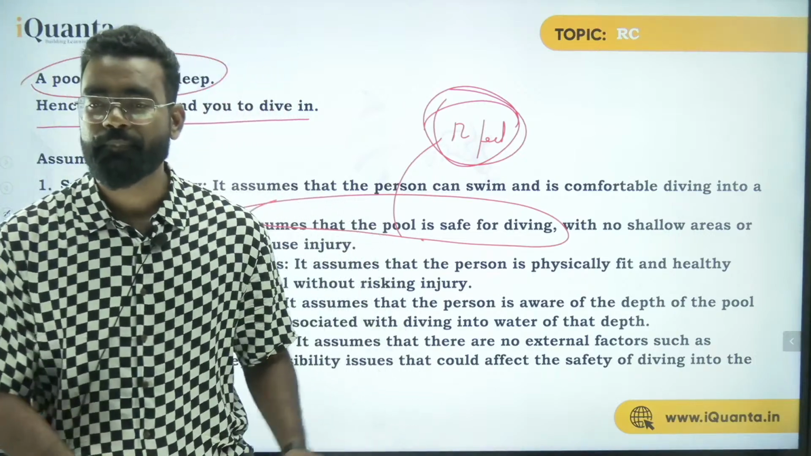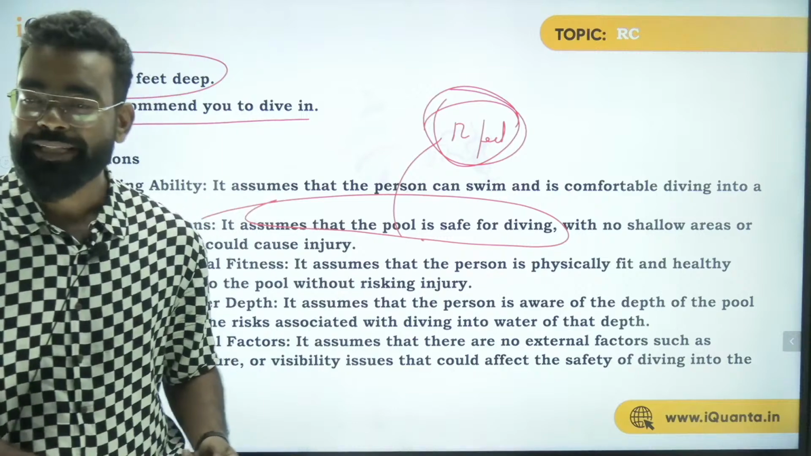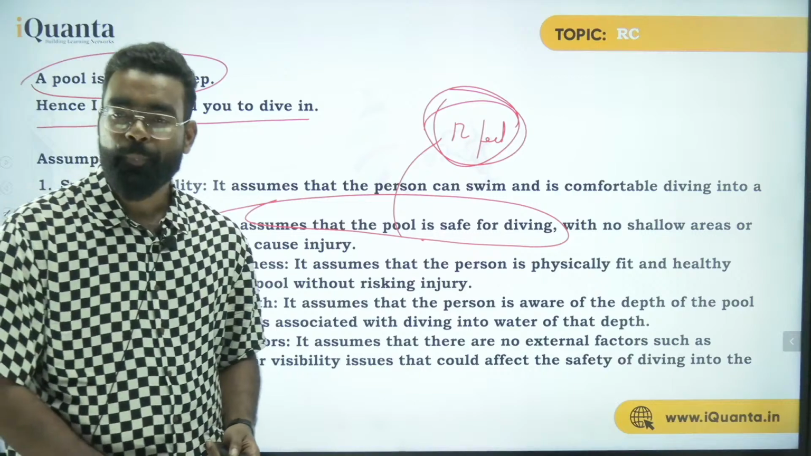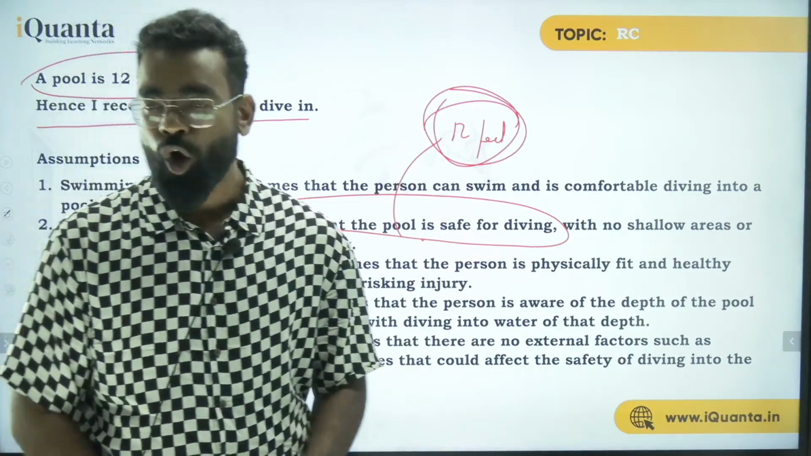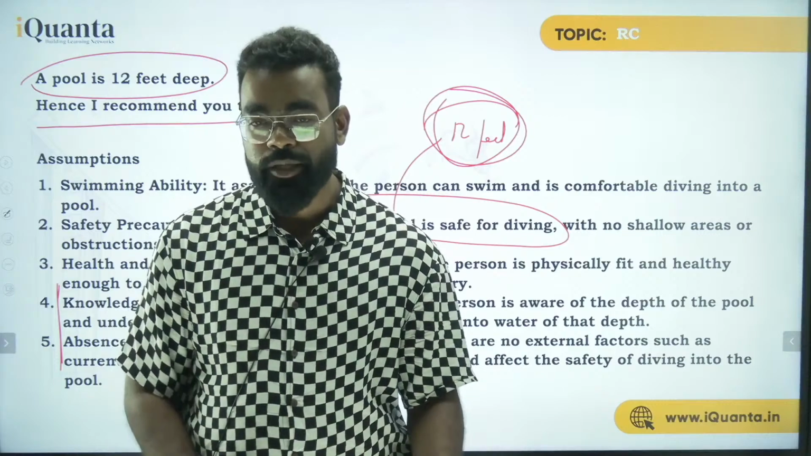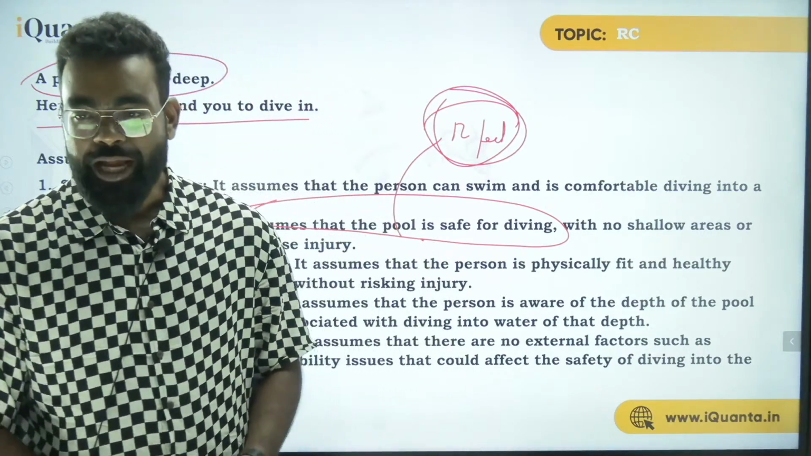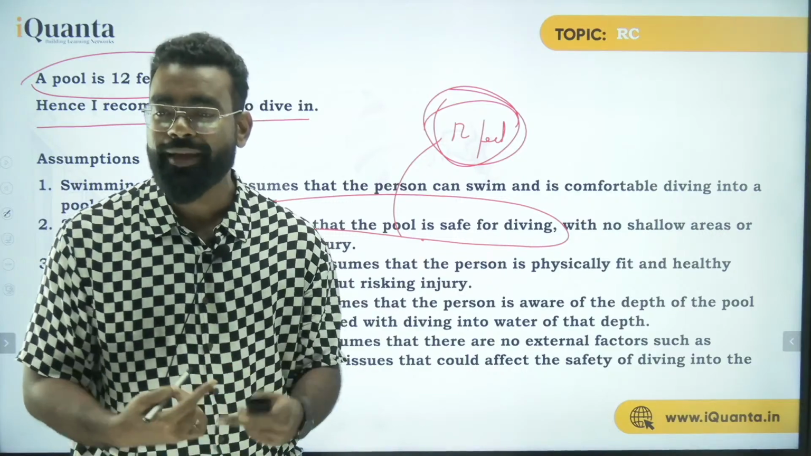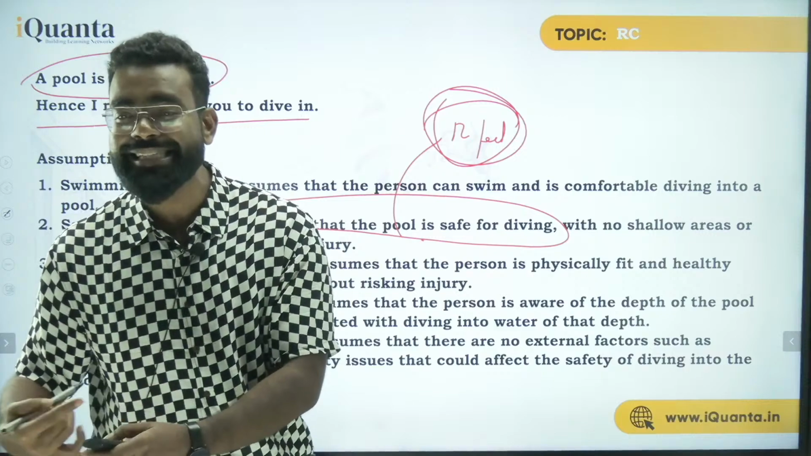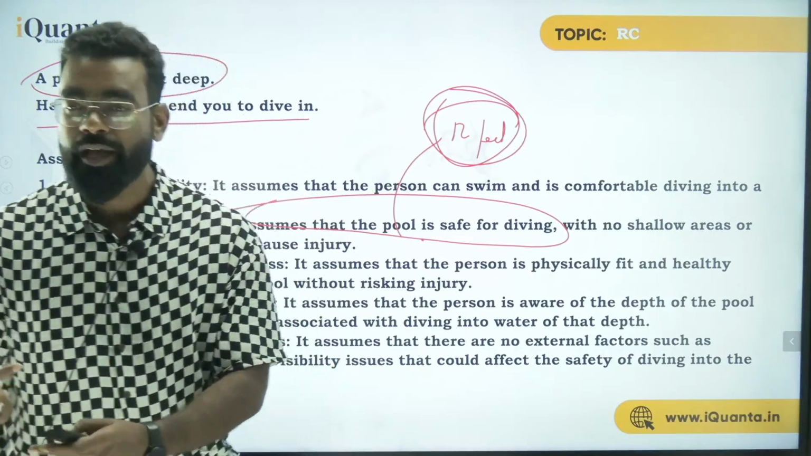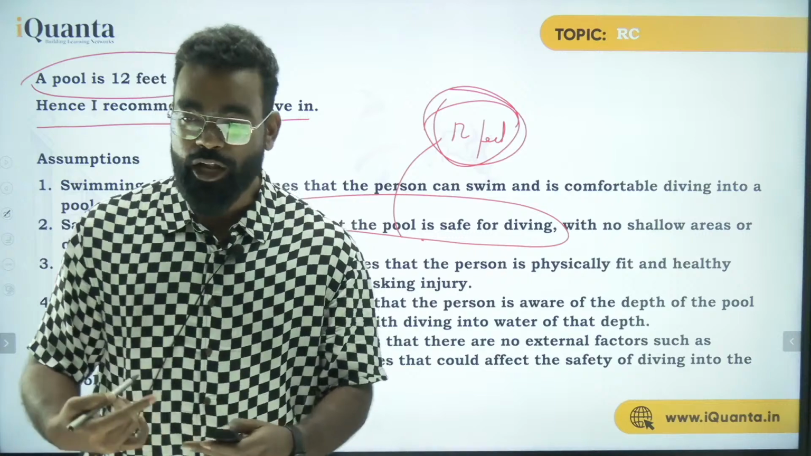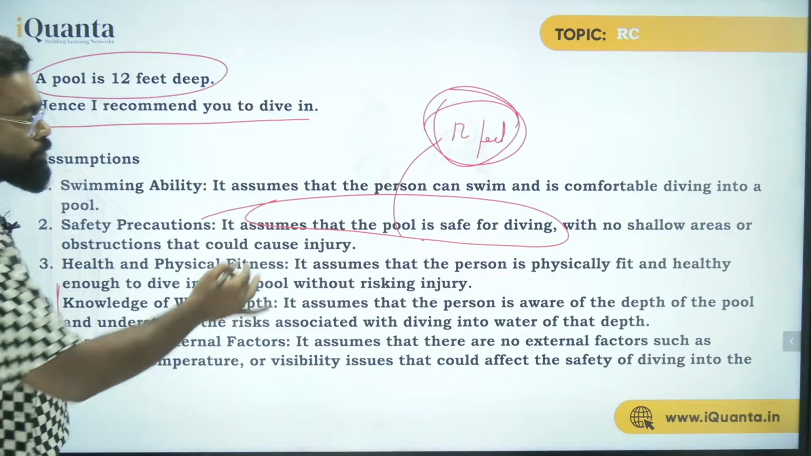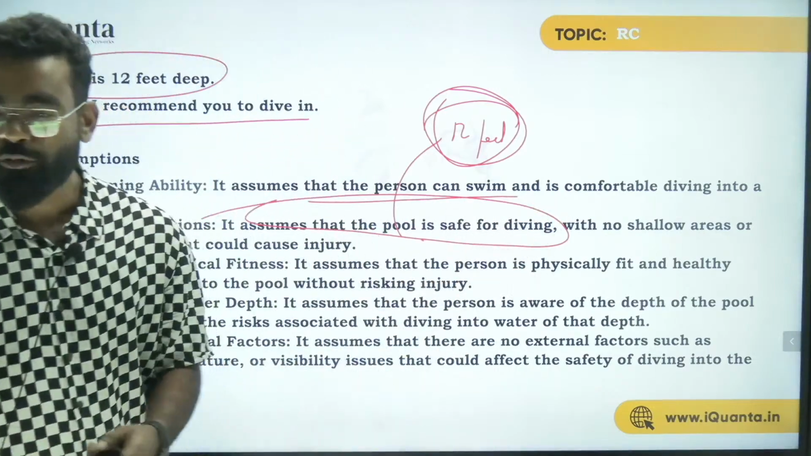This is the argument's assumption. If we are assuming this, then only we can get the conclusion. Let's say I say the 12 feet deep is not a right kind of depth for diving. Now if I am attacking my assumption, then the argument is basically weakening. That's why I have come up with arguments, strengthening and weakening. The first option is also good, but I will tell you why the second option is the best option.